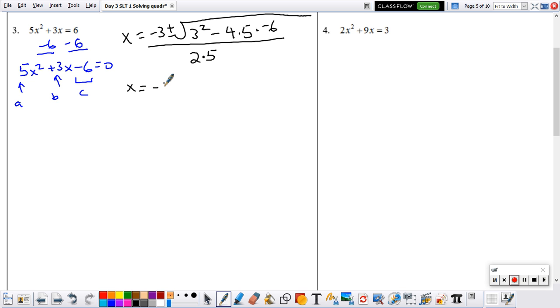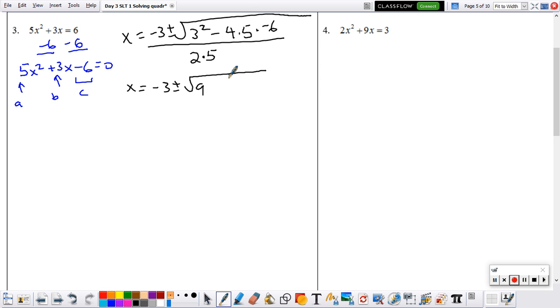So negative b plus or minus the square root, so that's going to be 9. Do not pick up a calculator for this. Really. I mean, like, really. You do not need a calculator. It is unnecessary. So let's see. This is 20 times 6.